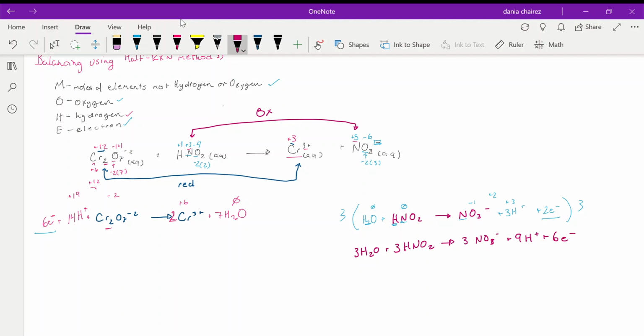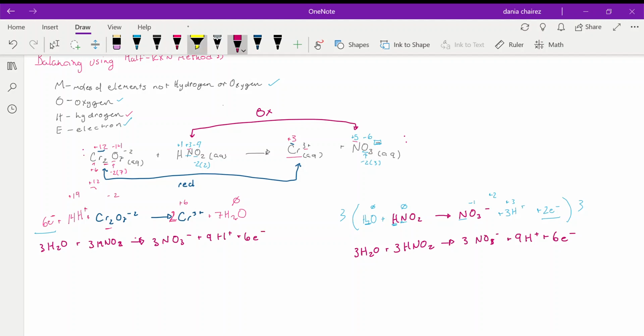So that's going to be our final oxidation half, and this is our final reduction half, and now we're going to combine them again to get one big equation like this one up here. So I'm going to rewrite it over here as 3H2O plus 3HNO2 yields 3NO3 minus plus 9 H plus 6 electrons.